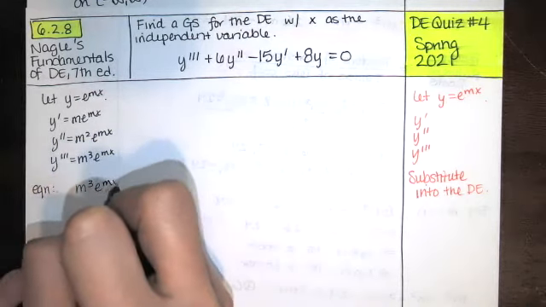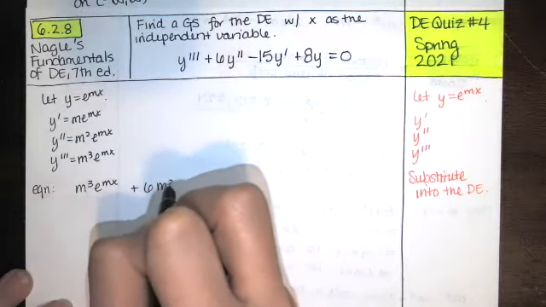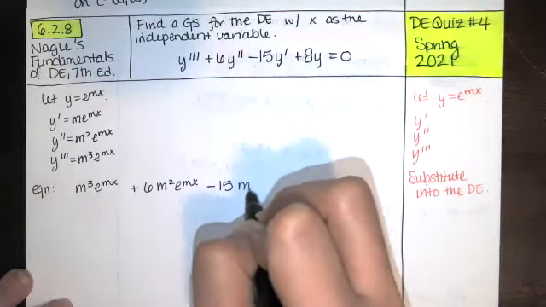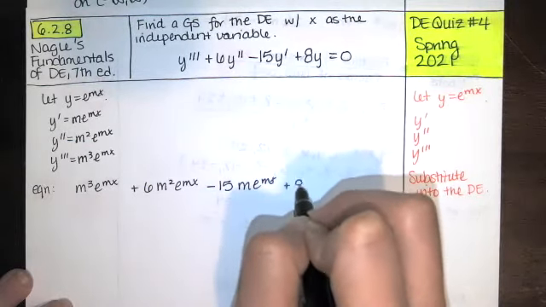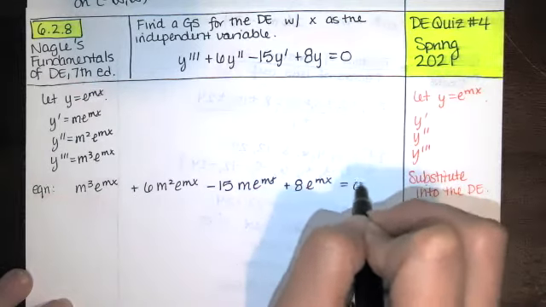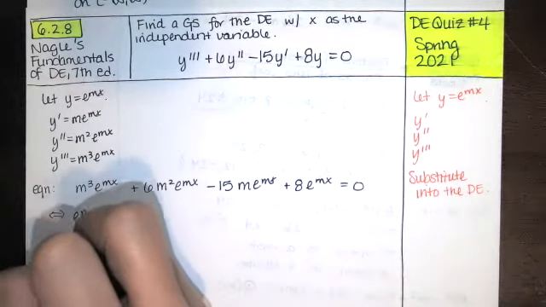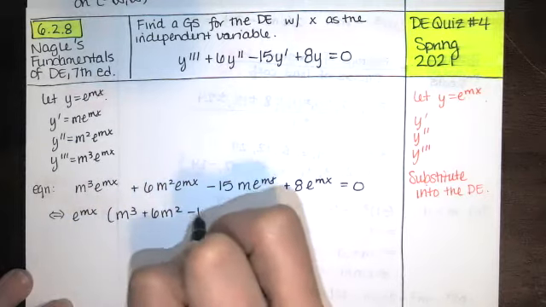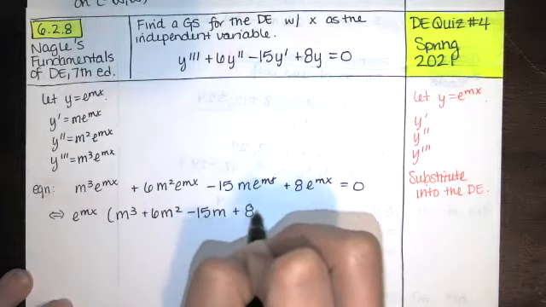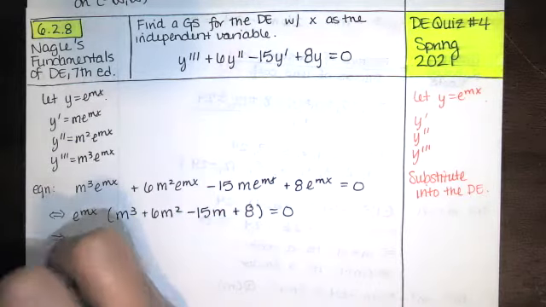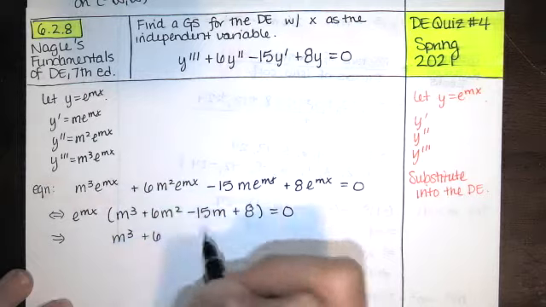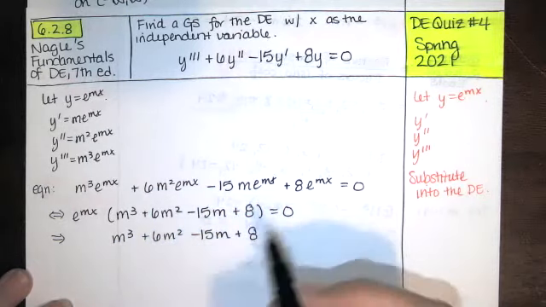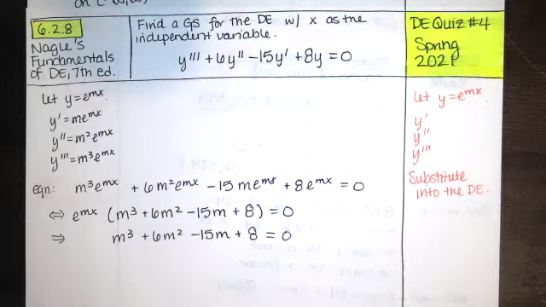Y triple prime is this. We're adding 6 times y double prime and subtracting 15 times y prime and adding 8 times y. And we'll factor out the e to the mx. And e to the mx is never 0. So the only way this product is 0 is if the polynomial is 0.